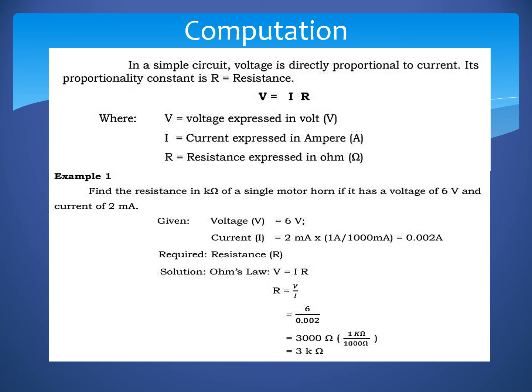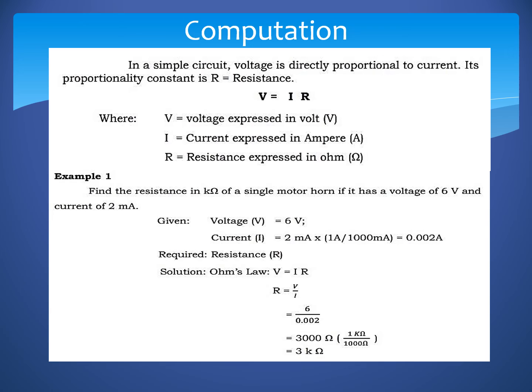Alright, so for computation in a simple circuit, voltage is directly proportional to the current. Its proportionality constant is R, for the resistance. And so you have to use the voltage formula, which is equal to the current multiplied by the resistance. So you have there the meaning of those symbols.